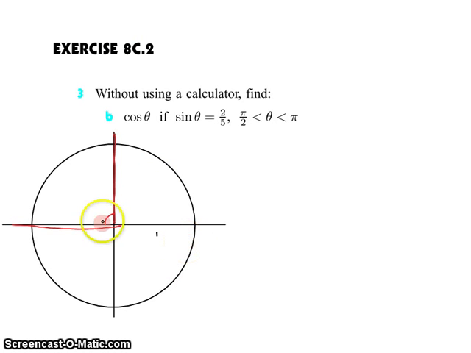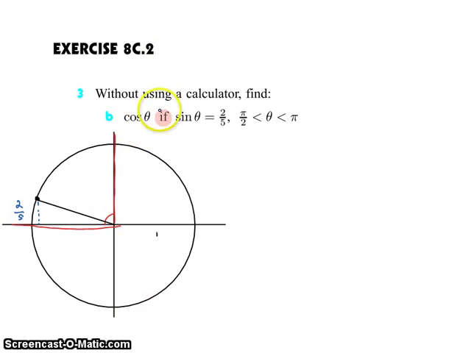0.2 is a small portion of the radius, which means that the height of this angle is very small. So we're probably somewhere around here. The angle probably looks something like this. It'll have a vertical component of just 2/5.